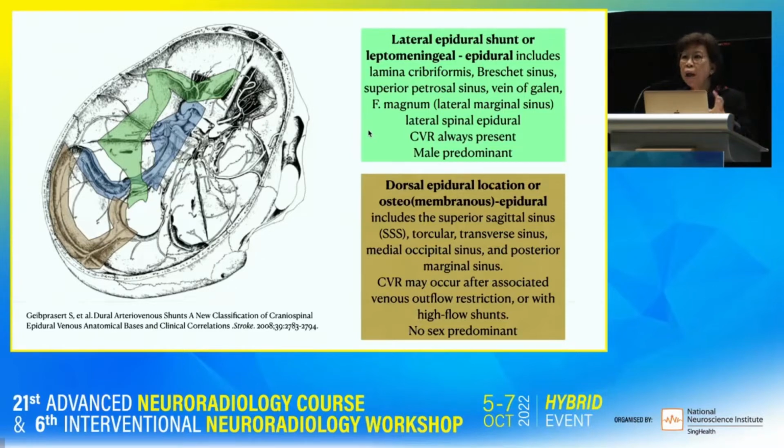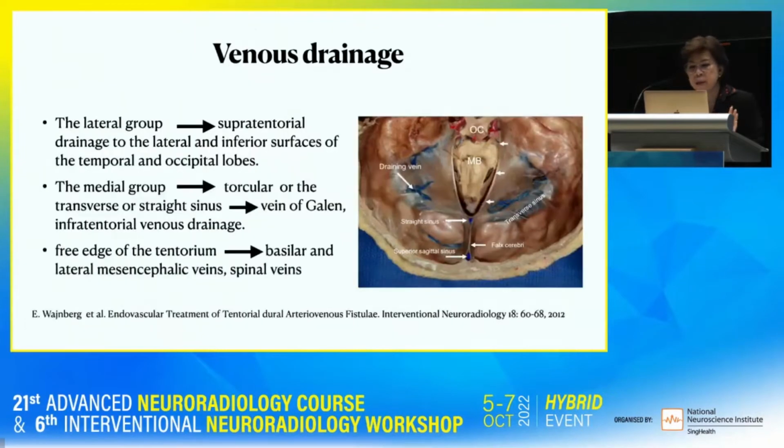In our group, Falco-Tentorial is also in this location, the lateral epidural. This is opposite to what occurs here, in the dorsal epidural location, which is close to the osteodural. In this area, normally there is no cortical reflux until there is obstruction or thrombosis of the dural sinus, because they usually drain into the sinus, but once there is obstruction or thrombosis, then there is cortical reflux. So the natural history is different.